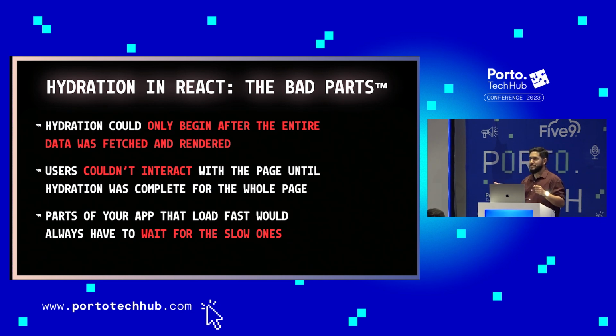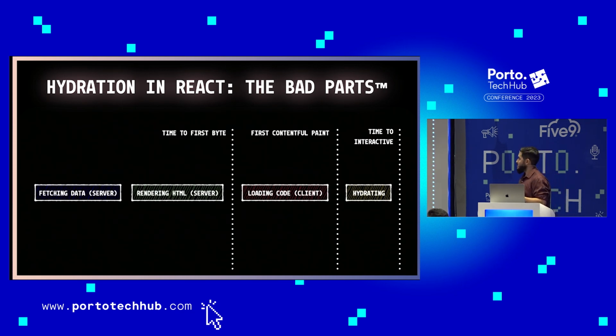So the bottom line here is that parts of the app that work fast would have to wait for the slow ones. So again, it's better if you can visualize. You would have to fetch the data on the server, and then you render that, and then you get your first couple bytes, the browser loads the code in the client, and you get your FCP, and only after you hydrate, you get your time to interactive.